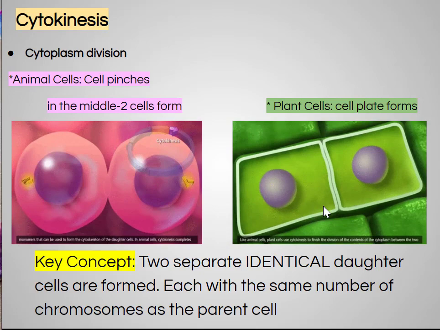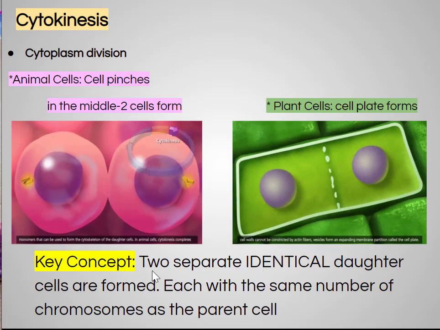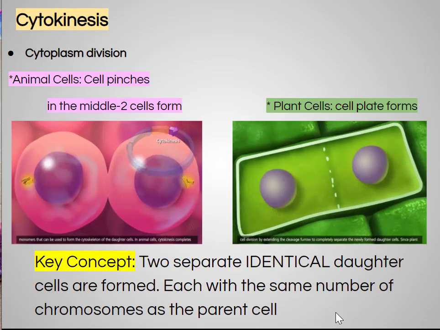So, overall, the whole idea behind the cell cycle, that's this bottom part here. Two separate identical daughter cells are formed. We started off with one, we ended up with two. And we say that they are identical because, again, each of those cells has the same number of chromosomes as the original cell, which we tend to call the parent cell. So if my cell originally had 5 chromosomes, that means that when I created 2 new cells, each of them will have 5.